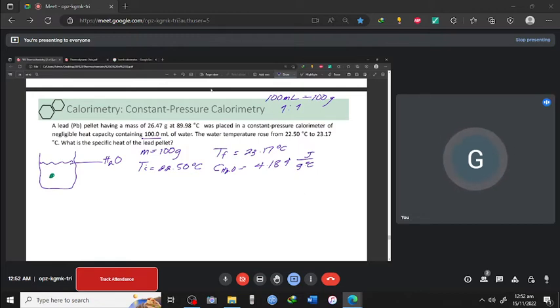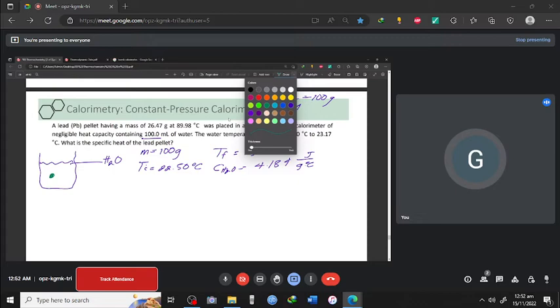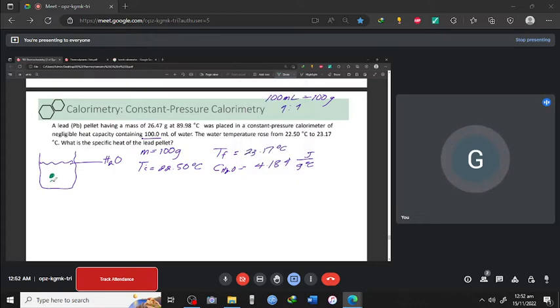Okay, now let's look at lead. Tignan natin kung ano yung mga given sa kanya. So, as you can see, may mass tayo ng lead which is given as 24.47, sorry, 26 pala. Hindi ko nabasa yun ng maayos. So, this is 26.47 grams. Yun yung mass ng lead pellet natin.